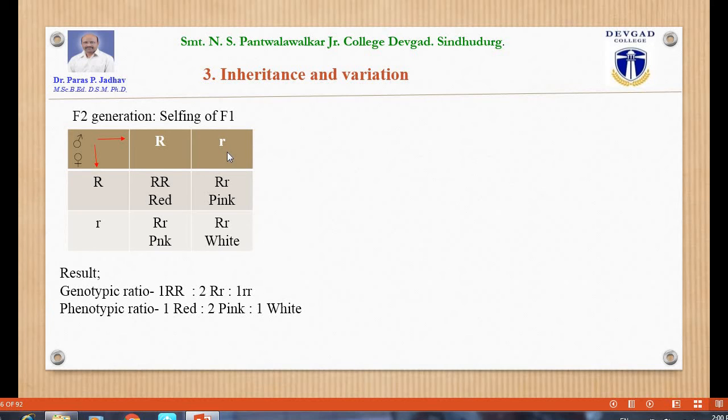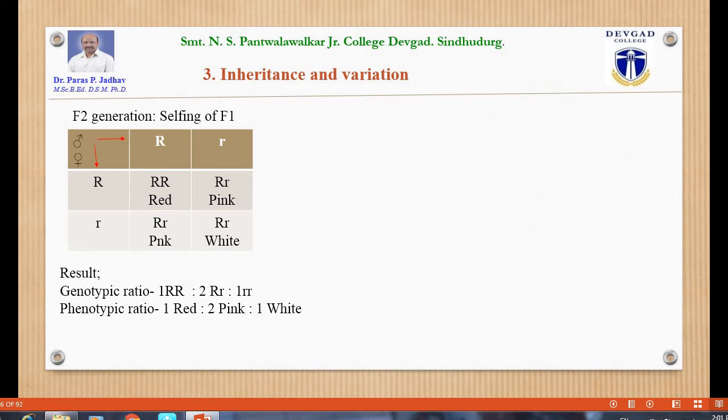When male gamete containing small r gene unites with the female gamete containing capital R gene, the resultant offspring shows capital R small r genotype and the plant is with pink flower. When male gamete containing capital R gene and female gamete containing small r gene unite, the resultant progeny shows capital R small r genotype and the plant with pink flower. When male gamete containing small r gene unites with the female gamete containing small r gene, the resultant offspring shows small r small r and the plant is with white flower.